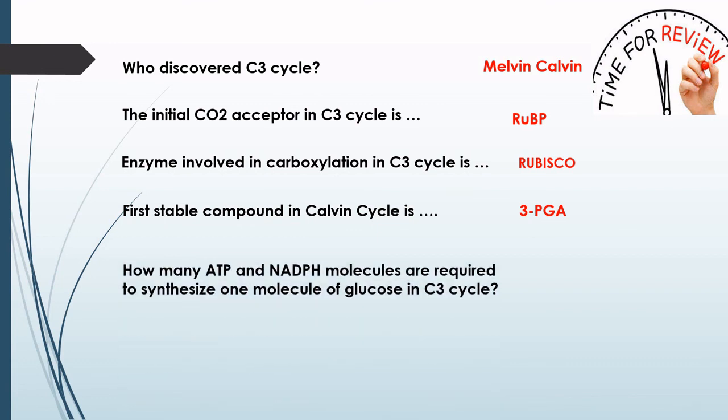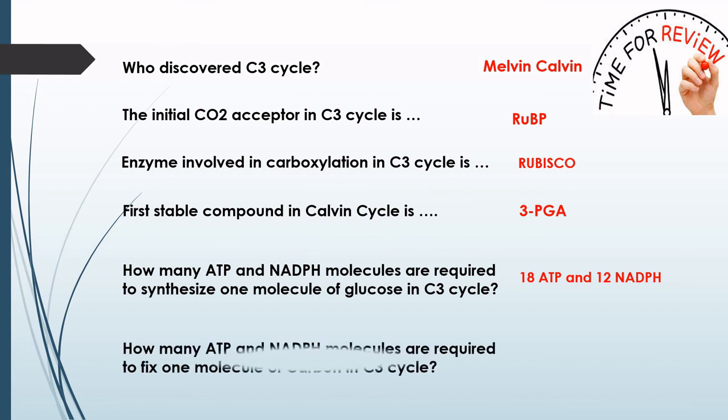How many ATP and NADPH molecules are required to synthesize one molecule of glucose in the C3 cycle? 18 ATP and 12 NADPH. How many ATP and NADPH molecules are required to fix one molecule of carbon in the C3 cycle? It is 3 ATP and 2 NADPH.